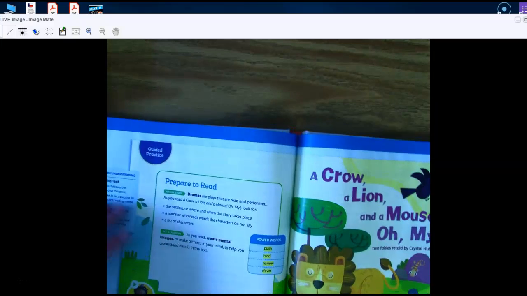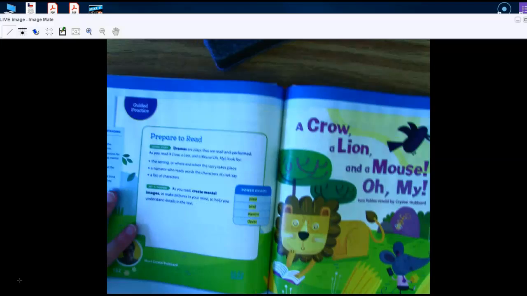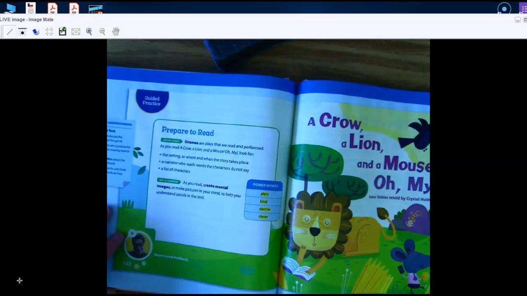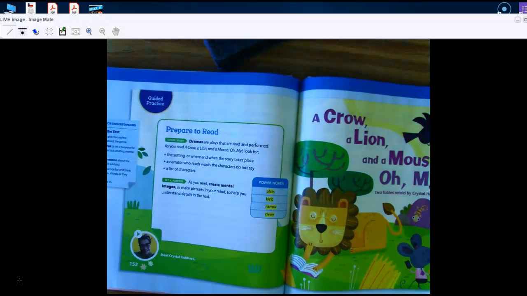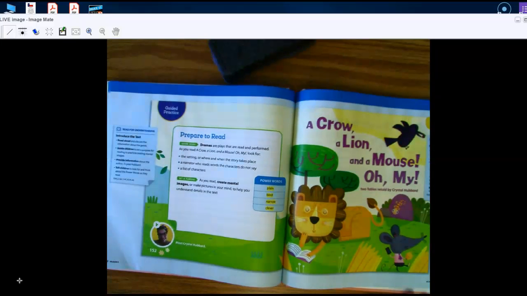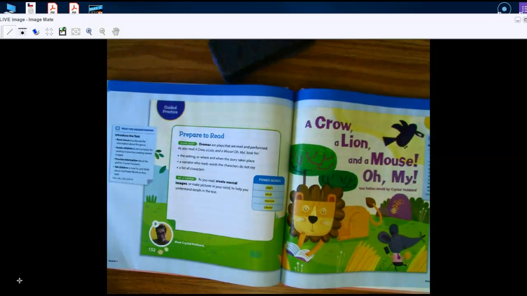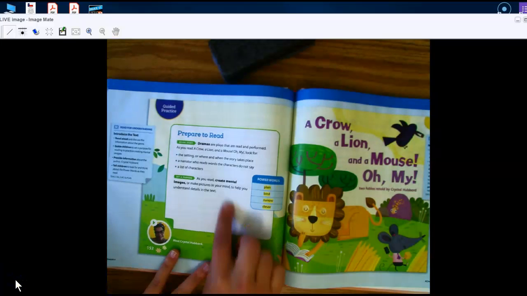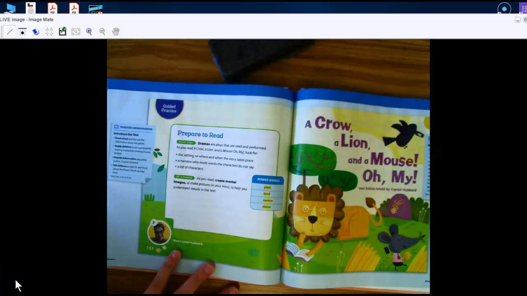Page 153. Let's turn to page 153. A crow, a lion, and a mouse, oh my. So, yesterday you guys created mental images. You talked about what you saw in your head whenever you were reading these stories. Today we're going to talk about dramas, and that's the kind of story this is. It's a drama that can be read and performed.